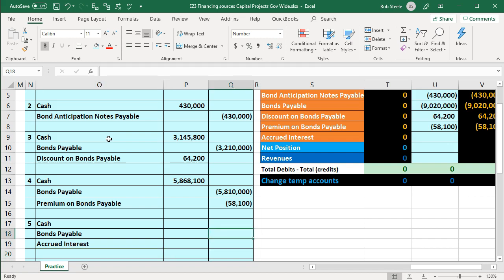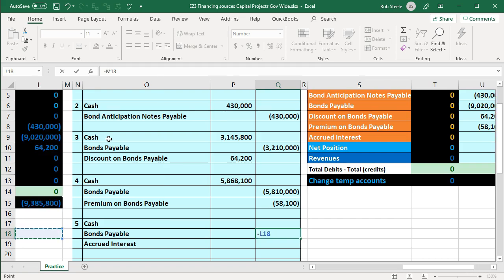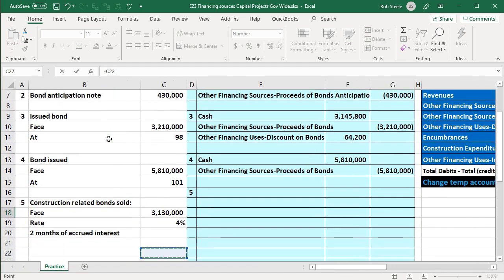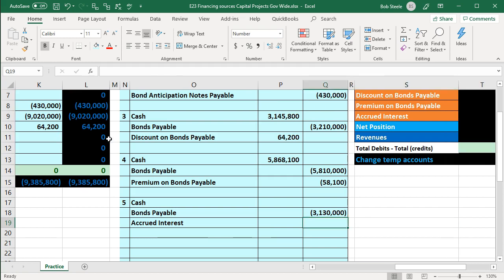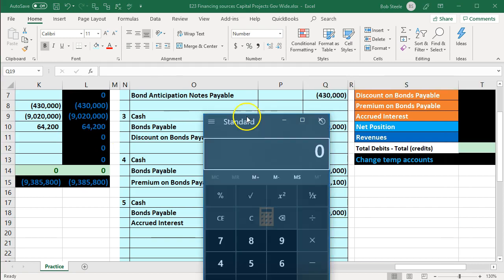Let's start off with the bonds payable. That's going to be the easier thing to do. So I'm going to say this is negative in Q18. Scrolling back over, and we're going to pick up that 3,130,000. Then we'll calculate the interest. It was at 4%.